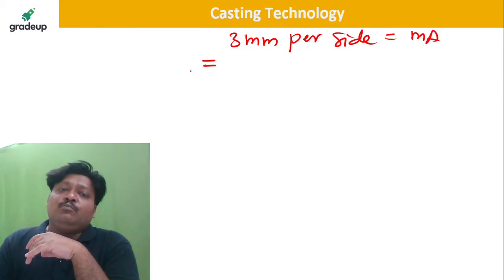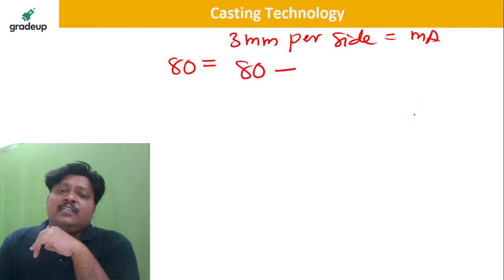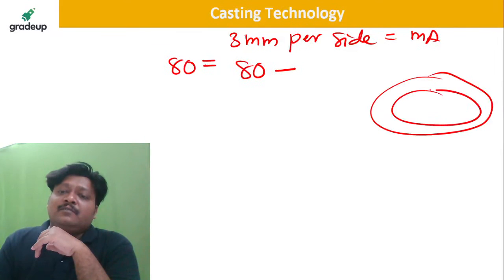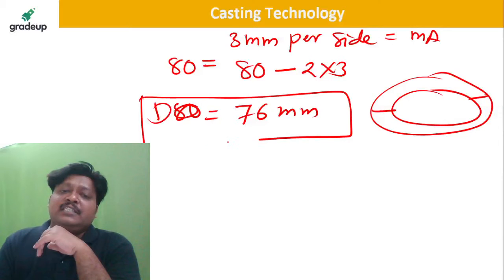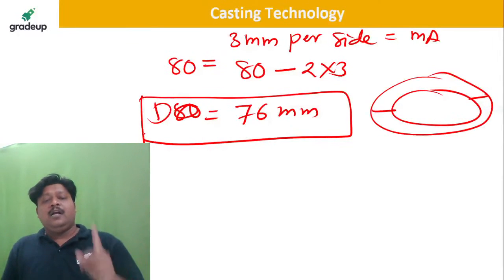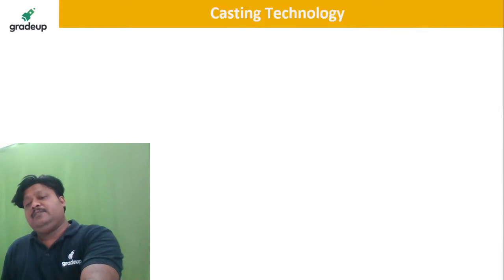Suppose I have 3 millimeter machining allowance per side. The bore was how many millimeters? 80 millimeter. So 80 minus 2 times 3, because it is a radial one, isn't it? So it will be 76 millimeter after provision of machining allowance. I hope it is clear. Okay, fine. Now here, what is our question?